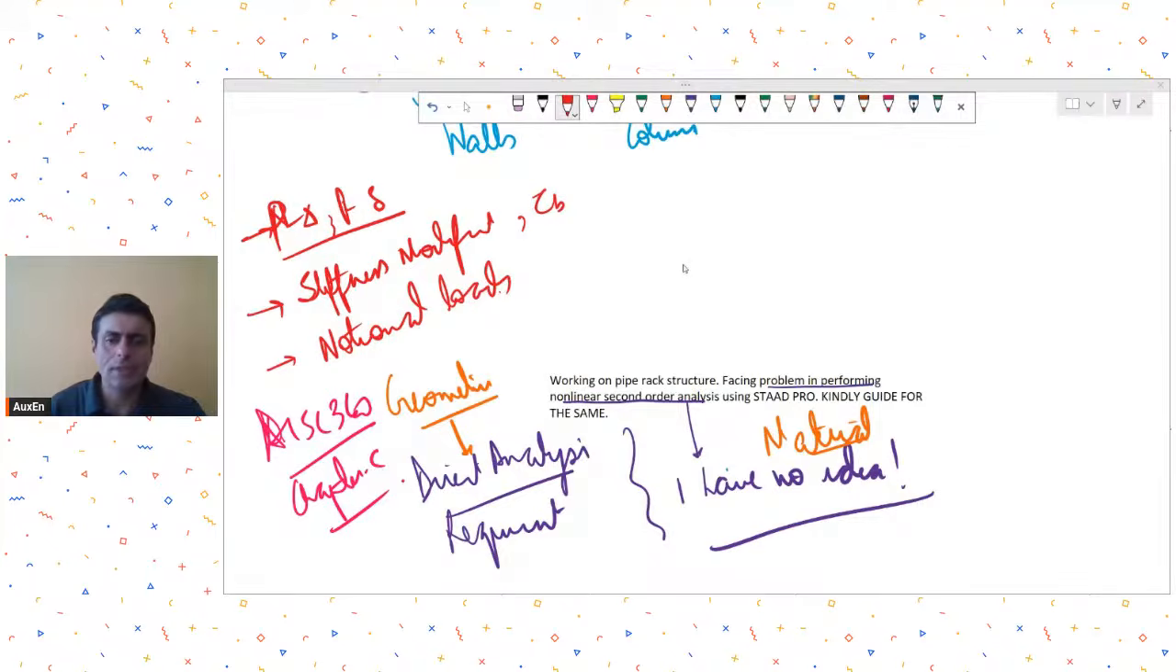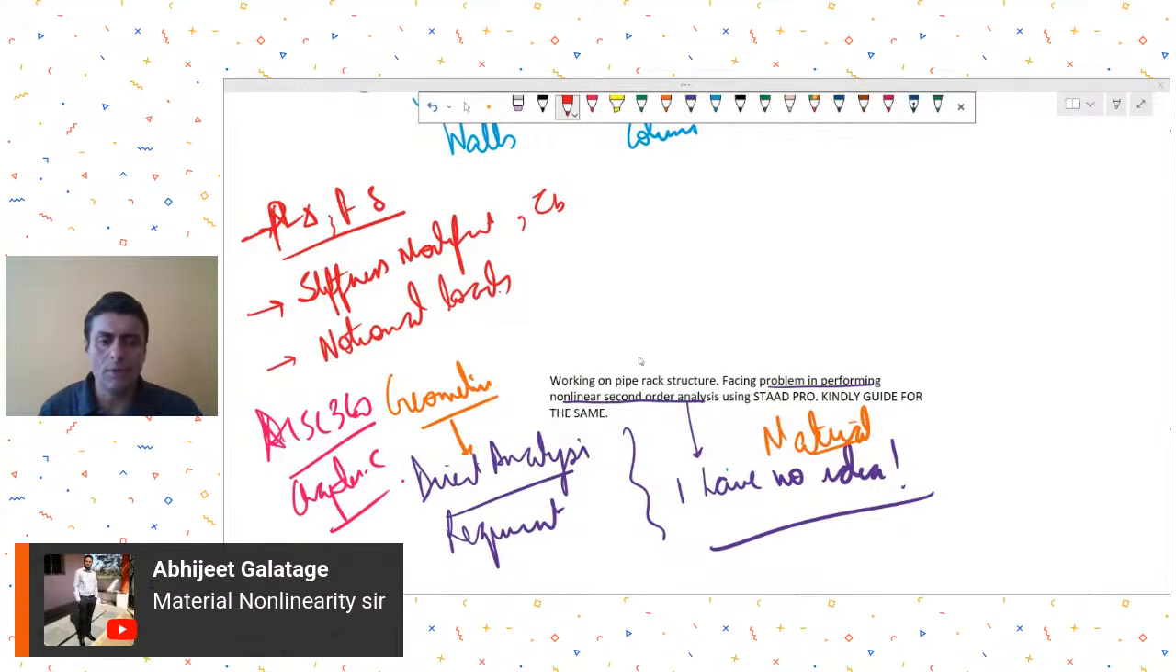This I know, and we have discussed this in great detail in our course on steel design based on AISC codes. But material nonlinearity, I don't know. I don't understand, if you are using a steel pipe rack, where does the question of material nonlinearity come into the picture? I don't think material nonlinearity is so important for steel structures. I don't know why you are considering material nonlinearity.